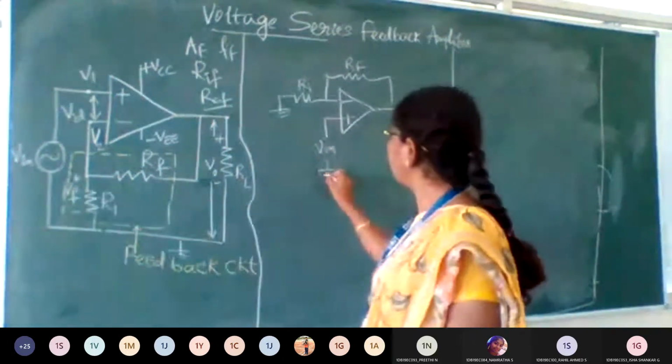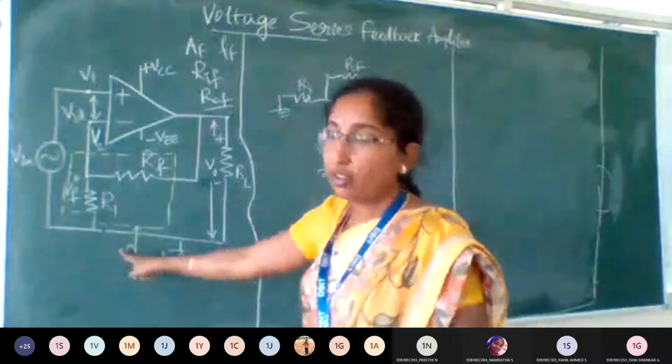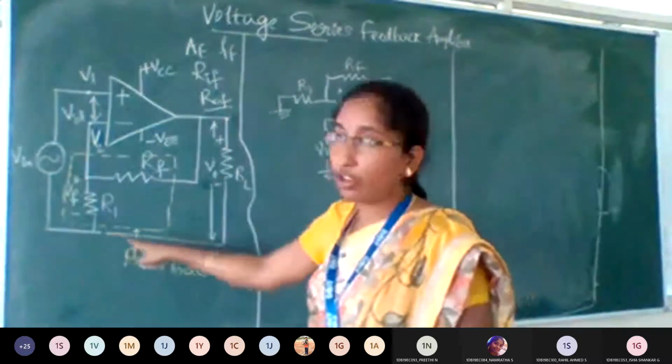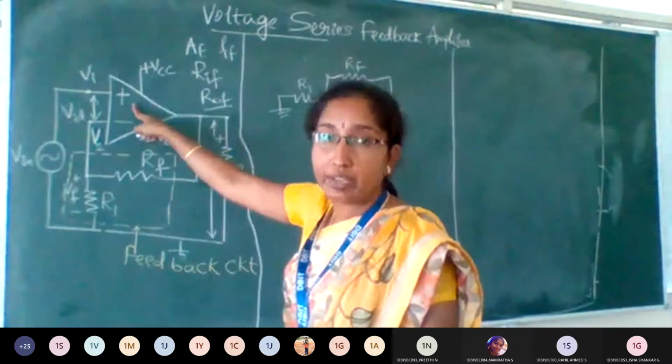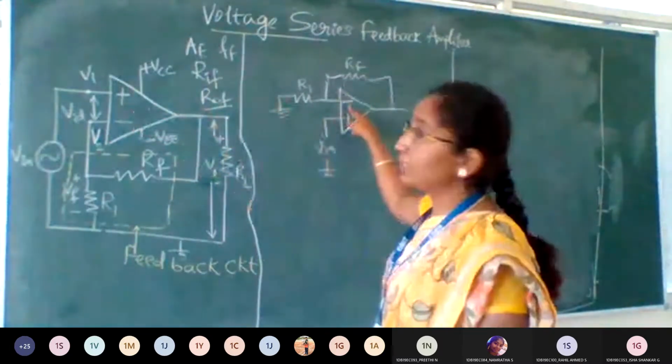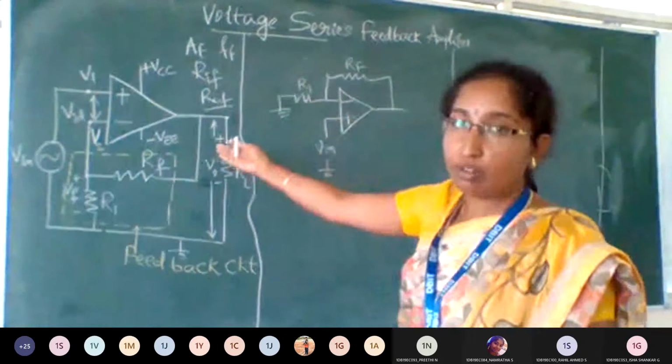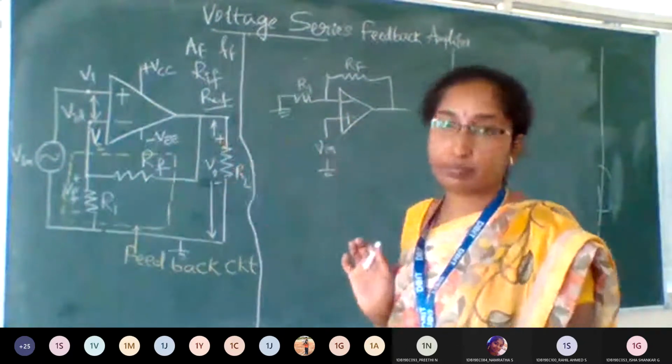These grounds are shorted here, and the load resistor ground is also shorted. They have written plus terminal here, meaning the non-inverting terminal, whereas here it is the inverting terminal. Same circuit, RL is extra.